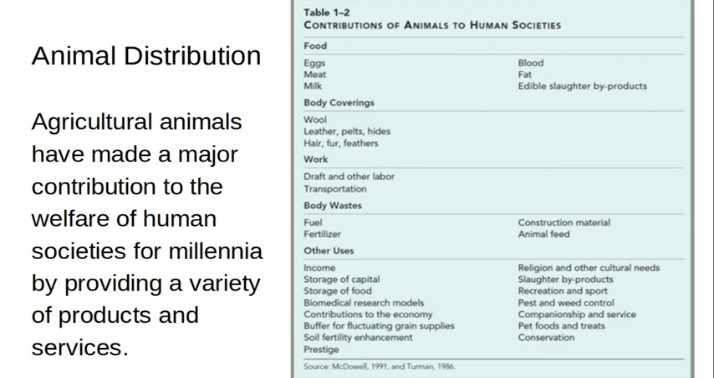This will be our last slide. Agricultural animals have made a major contribution to the welfare of human societies for millennia by providing a variety of products and services. If you look at Table 1-2, it shows some of the contributions of animals to human societies. Animals contribute food, body coverings, work, body wastes, and there are several other uses listed for animals.